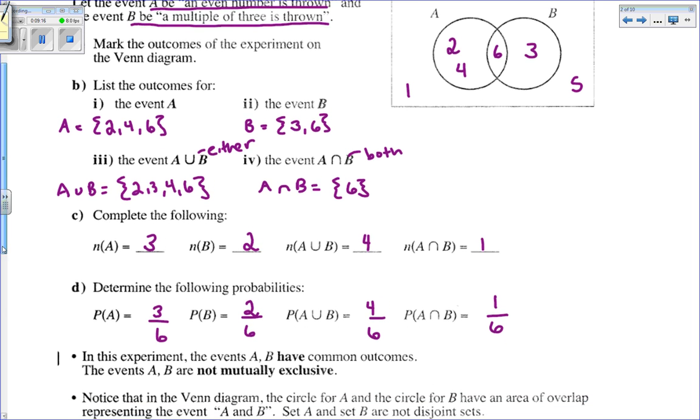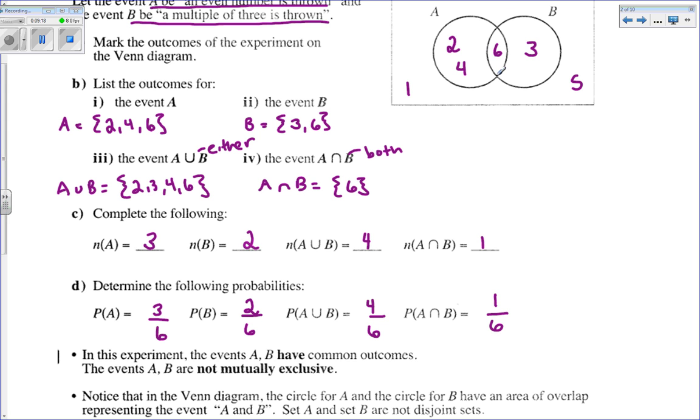In this particular experiment, because you've got that overlap in the Venn diagram, that means these events are not mutually exclusive, because there are some outcomes in both.